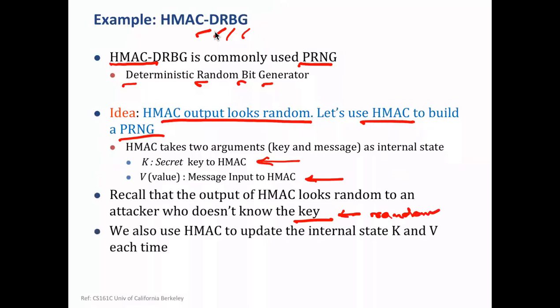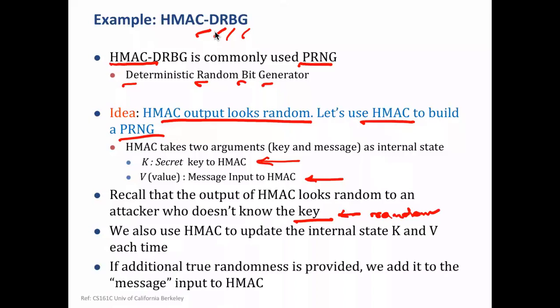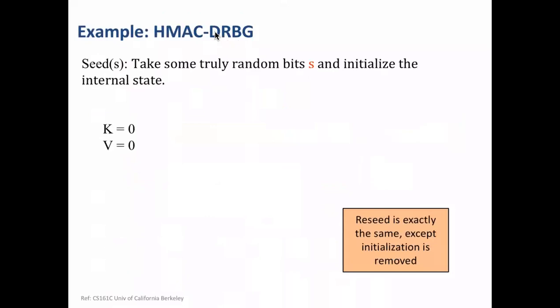All right. Or its source of entropy, or initially we can use some deterministic number and then use HMAC, then it becomes non-deterministic. All right. So one simple algorithm is as follows. Take some random bits S, and initialize the internal state. So let's assume the initial key is 0 and V is 0.